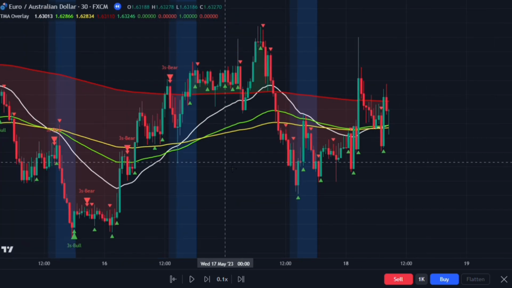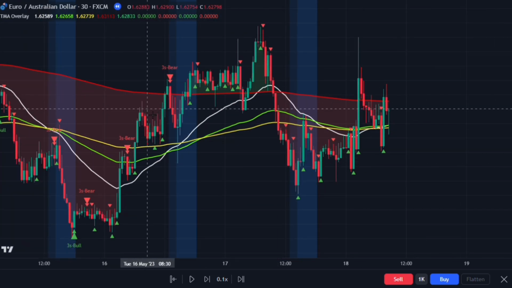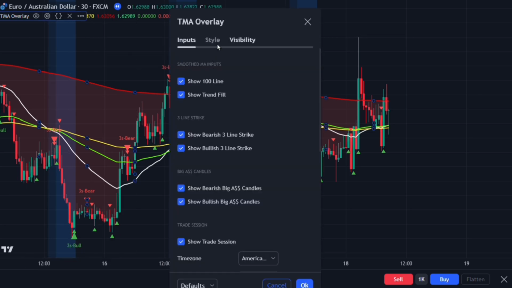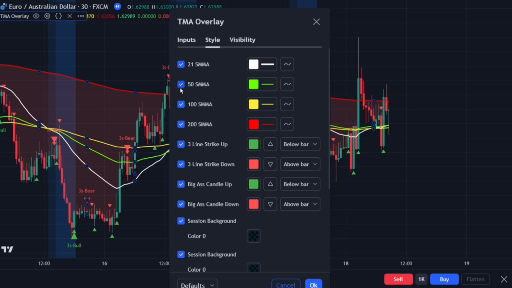But we won't be using all of its script, we would be modifying the indicator to pick out the major script we would be using for this strategy. So when you bring up the indicator settings panel, on the style, I want you to uncheck the 50 SMA and the 100 SMA. So we would be making use of the 200 SMA and the 21 SMA.